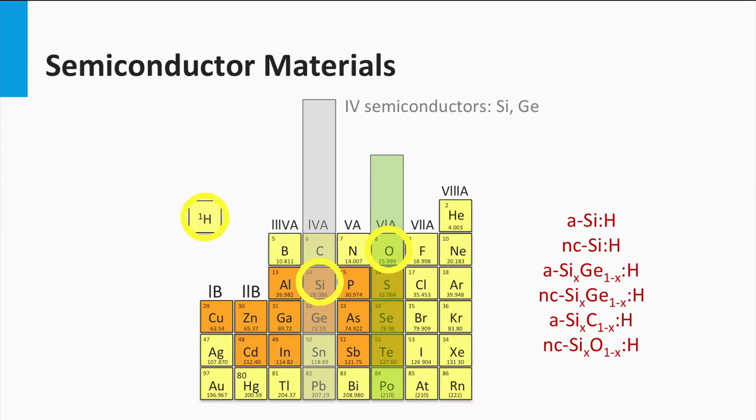Another interesting silicon-based alloy is that in which the 6 valence electron atom, oxygen, is incorporated in the lattice. This nanocrystalline silicon oxide is being used in thin film silicon solar cells as well. All these alloys can be doped. Even the nanocrystalline silicon oxide can be doped p-type by adding boron or n-type by adding phosphorus.